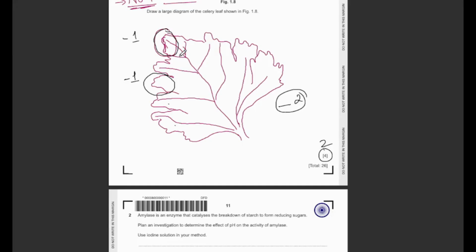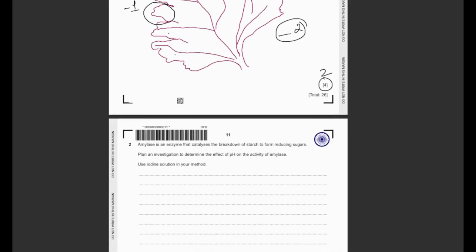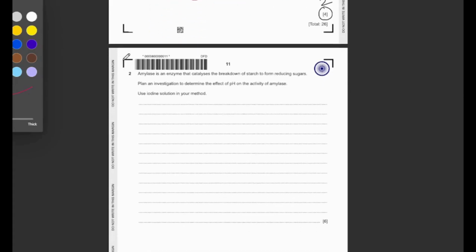I am showing my errors, my mistakes. Maybe you also learn from this. Okay, so 2 marks will be only awarded here. No shading, nothing required. Okay, next, moving to the next question. Learn from the mistake, the error.